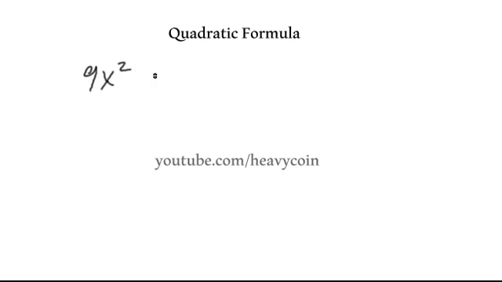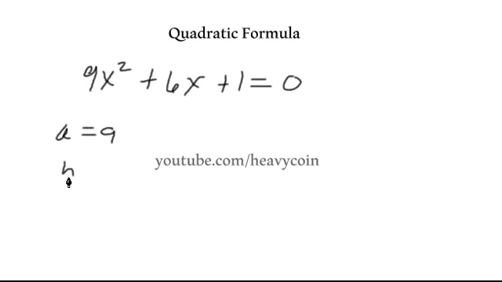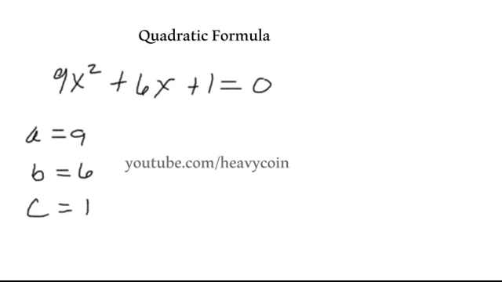9x squared plus 6x plus 1 is equal to 0. So a is 9, b is 6, and c is 1. Alright, so I'm going to go ahead and write out the formula again.